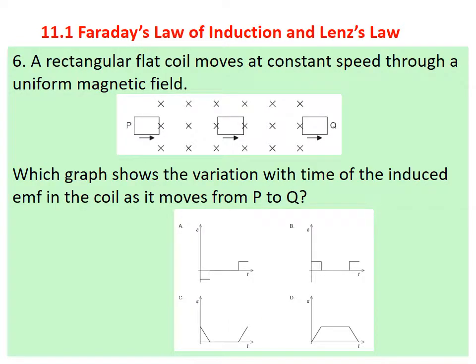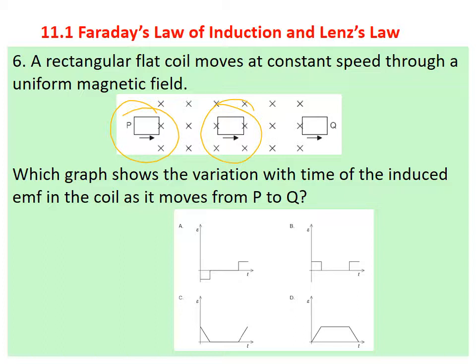Question number 6. A rectangular flat coil moves at constant speed through a uniform magnetic field. Which graph shows the variation with time of the induced EMF of the coil as it moves from P to Q? So at position P, I can see that the coil is just starting to enter the magnetic field. As such, an EMF will be induced in the coil to oppose the change. Right here in the middle, yeah, we do have a coil and it's moving through this uniform magnetic field, but the flux density isn't changing.